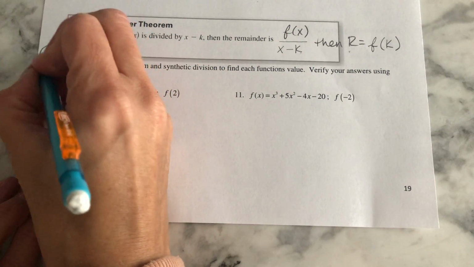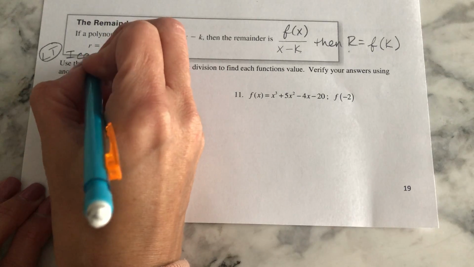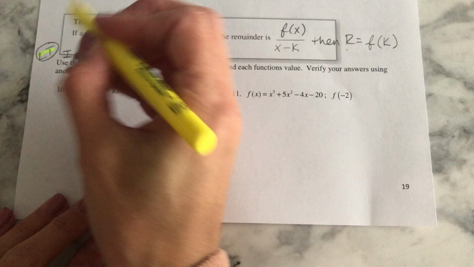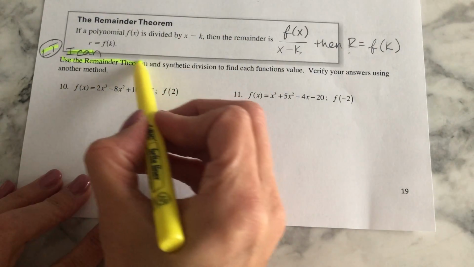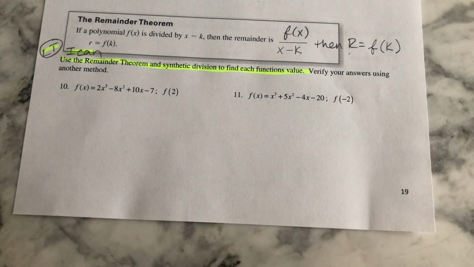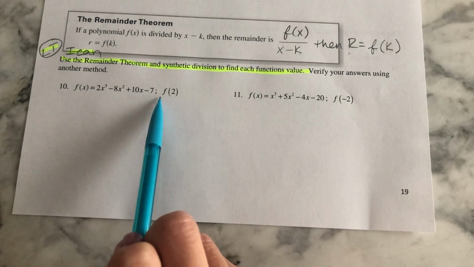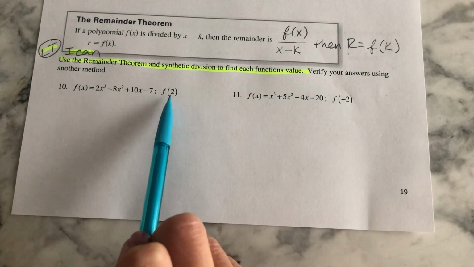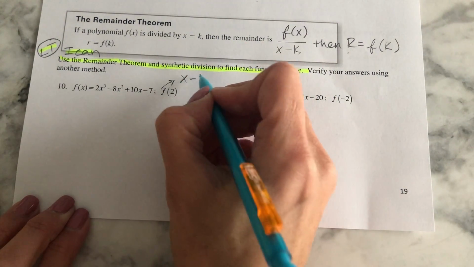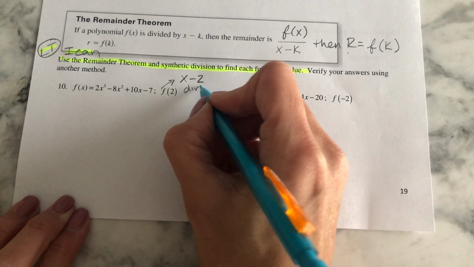So here's our first learning target. I can use the remainder theorem and synthetic division to find each function's value. And then we're going to verify our answers as well. So first we're going to use synthetic division. For number 10, f of 2 means that our divisor is x minus 2. This would be our divisor here.